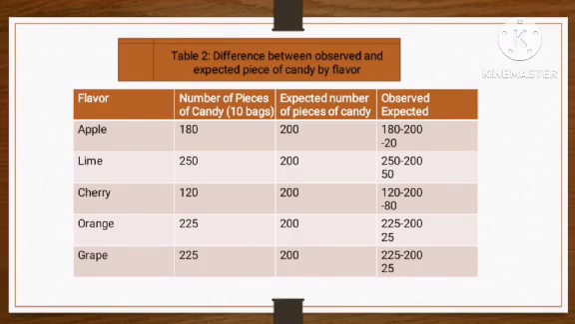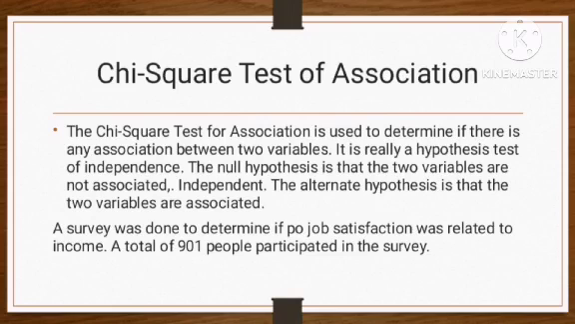Some of the differences are positive and some are negative. If we simply added them up, we would get 0. Instead, we square the difference. This gives equal importance to the flavors of candy that have fewer pieces than expected and the flavors that have more pieces than expected.